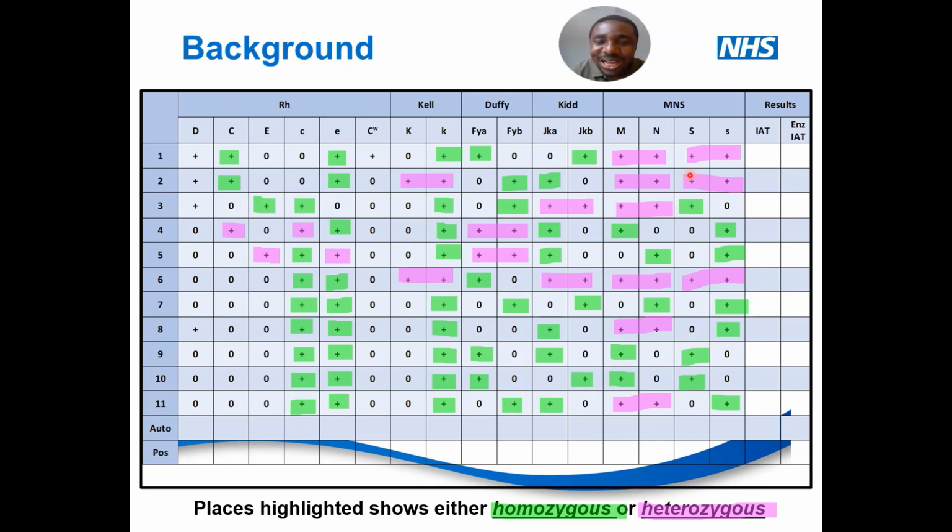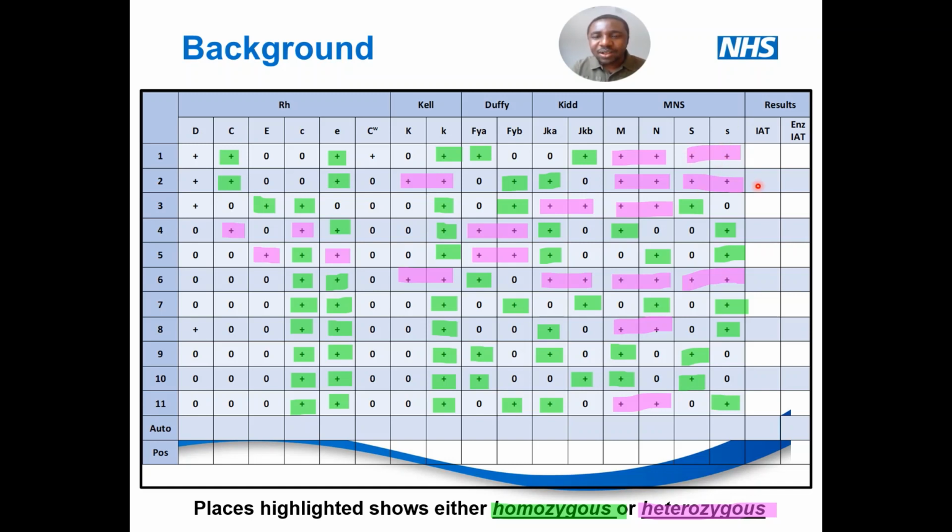Another family you need to look at is M and N, okay? You see that M and N is heterozygous here because they are all positive in cells 1, 2 and 3. But look at M, it is homozygous in cell number 4 because it is positive and N is negative. And N is homozygous in cell number 5 because it is positive and M is what? Negative.